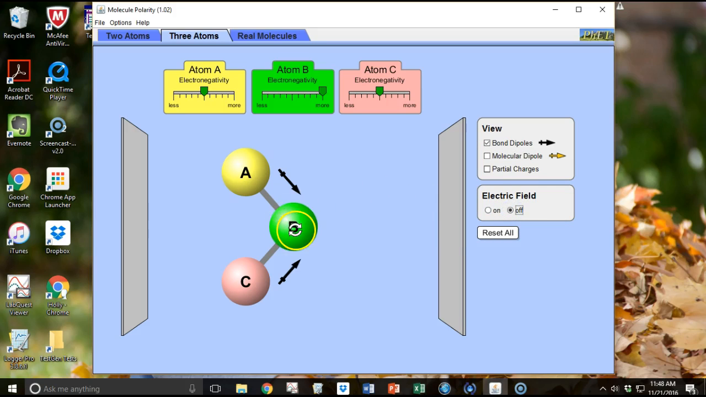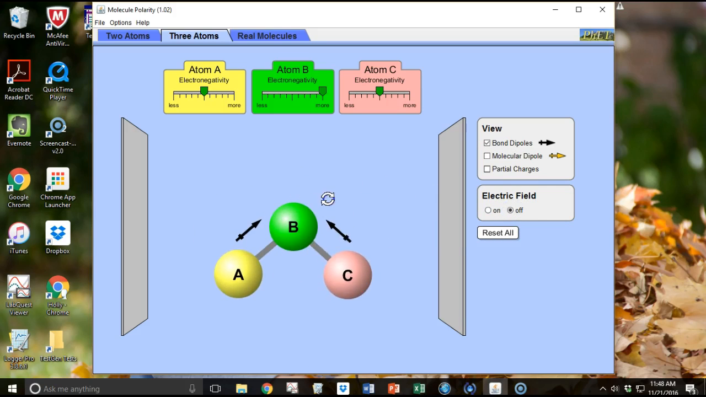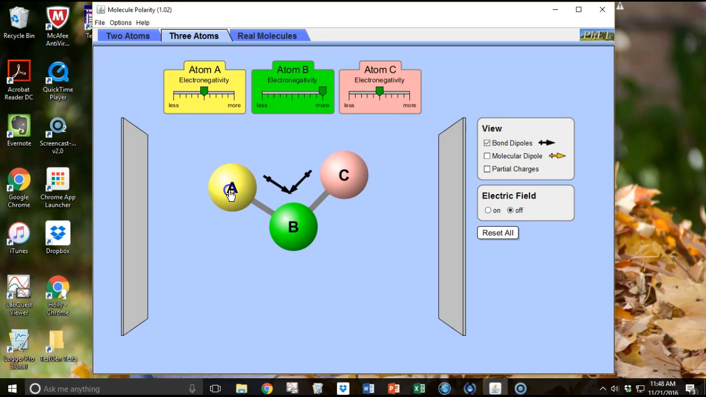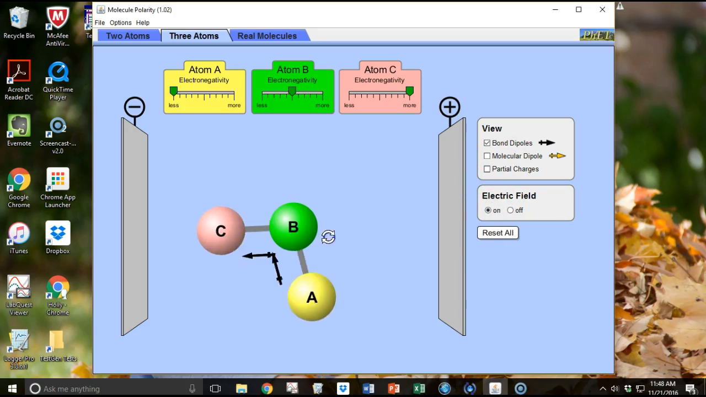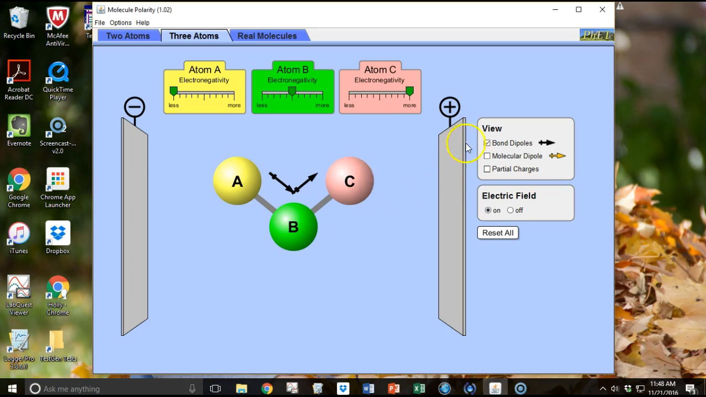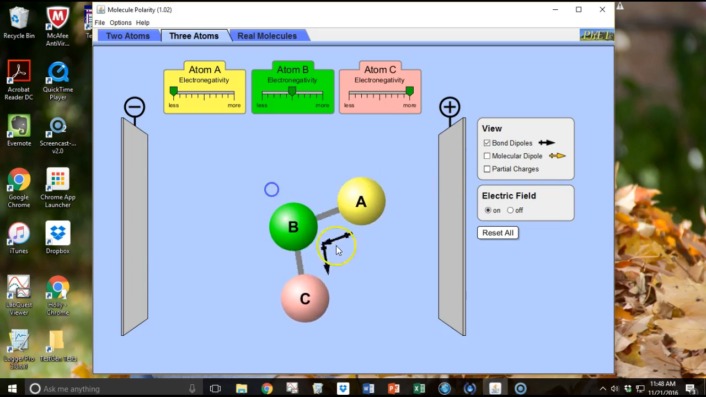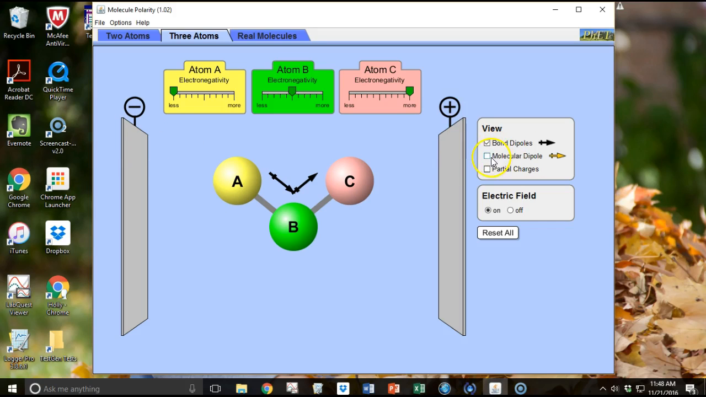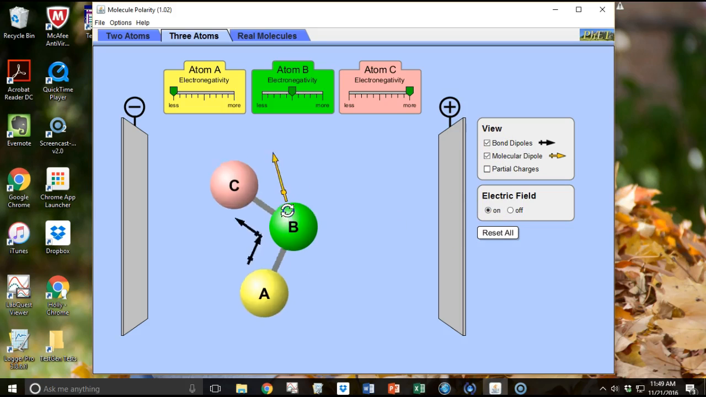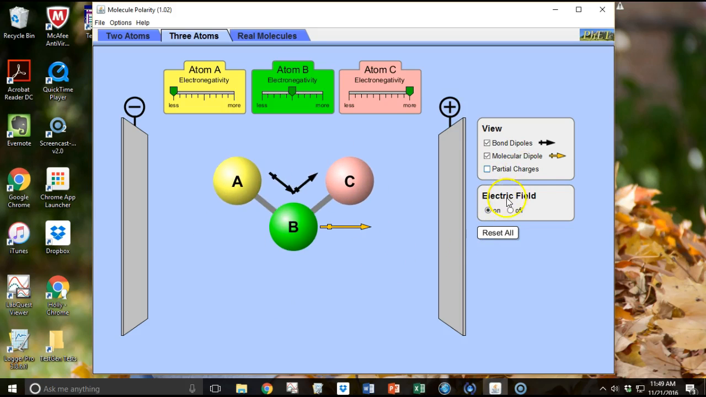All right, and then the last setup is like this. And turn on the field. So notice the C side of the molecule is being attracted towards the positive, and the A side is being attracted towards the negative, and that's because my molecular dipole is in this direction, towards the C atom.